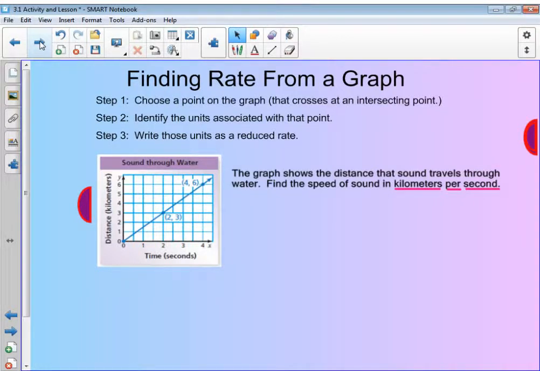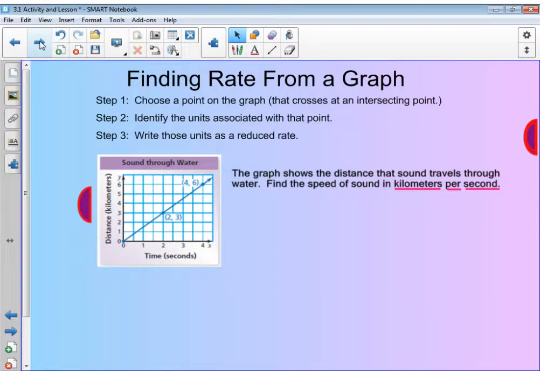Thing is finding rate from a graph. And we'll work with this more in section 2, but I'm going to go ahead and give you just the starting point for working with rate from a graph. So our first step is we're going to choose a point on the graph that crosses at an intersecting point.